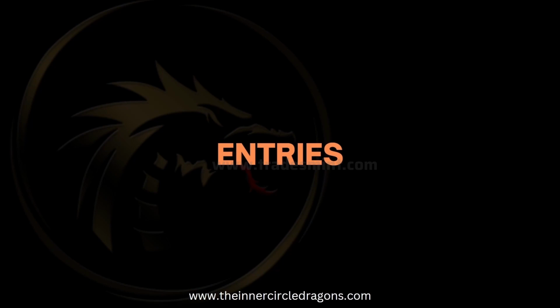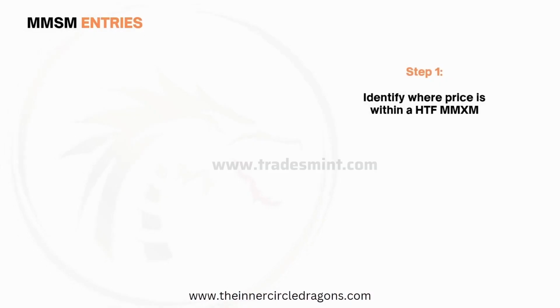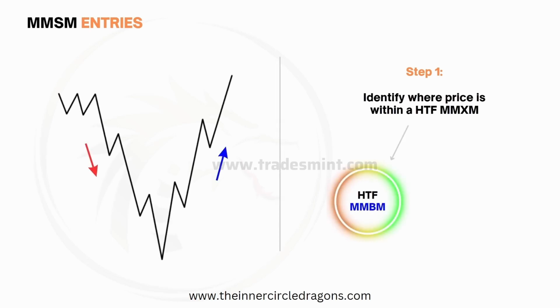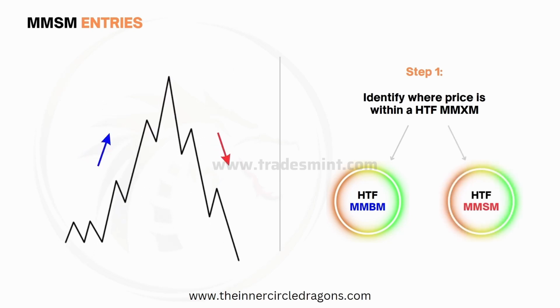Now, let's discuss the high probability entries that you can take in regards to the market maker model. Again, we're going to be concentrating on the market maker sell model. Now, the first step is to always identify where price is within the higher time frame market maker model. Are we in a higher time frame market maker buy model, or are we in a higher time frame market maker sell model?